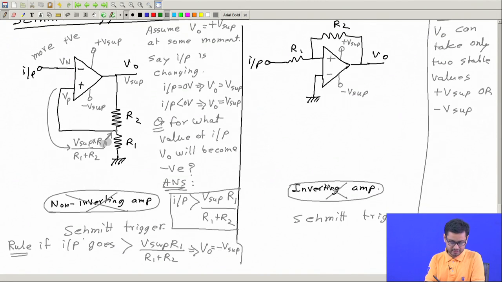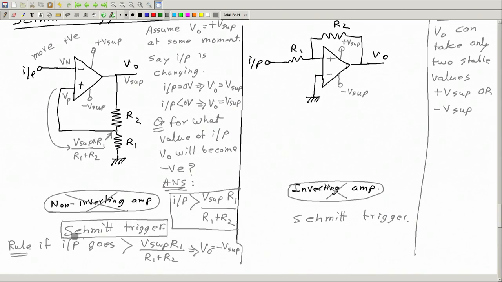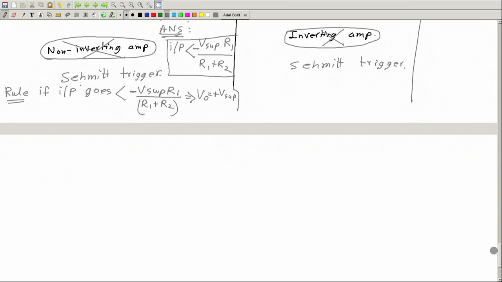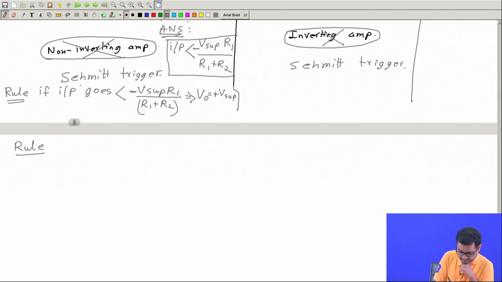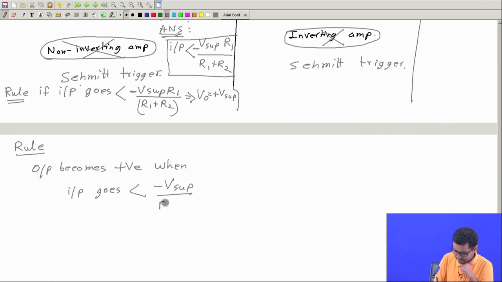Okay. So, for this Schmitt trigger, let me write the rule. Output becomes positive if or when input goes below this value, and output becomes negative when input goes above this value.